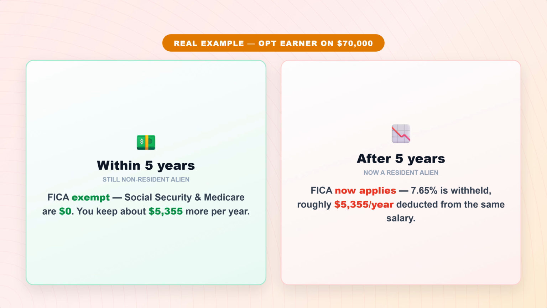Let us compare with an example. Take someone on OPT earning $70,000. If they are still within the first 5 years, FICA is exempt, so Social Security and Medicare are zero, and they keep about $5,355 more per year. But once they cross 5 years and become a resident alien, FICA now applies, and that same 7.65%, about $5,355, gets deducted from the same salary.